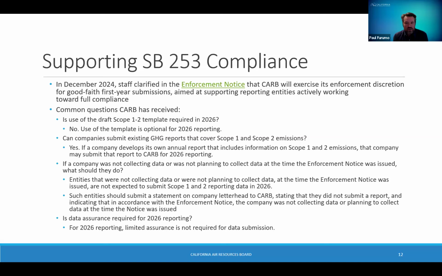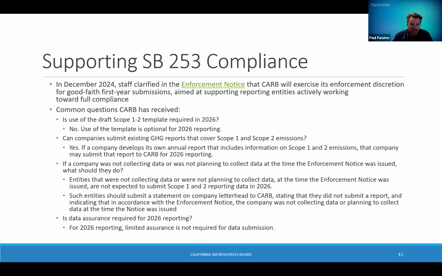CARB is not requiring new data collection for 2026, but entities are expected to provide any Scope 1 and 2 information they already have. Use of the draft Scope 1 and 2 template is also optional for 2026 reporting. And if a company develops its own annual report that includes information on Scope 1 and 2 emissions, that company may submit that report to CARB, and this will meet the requirements for 2026.